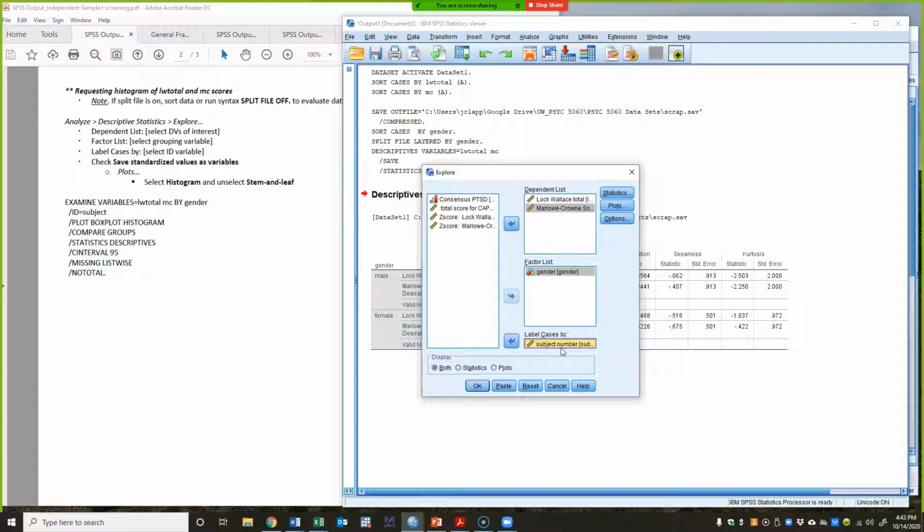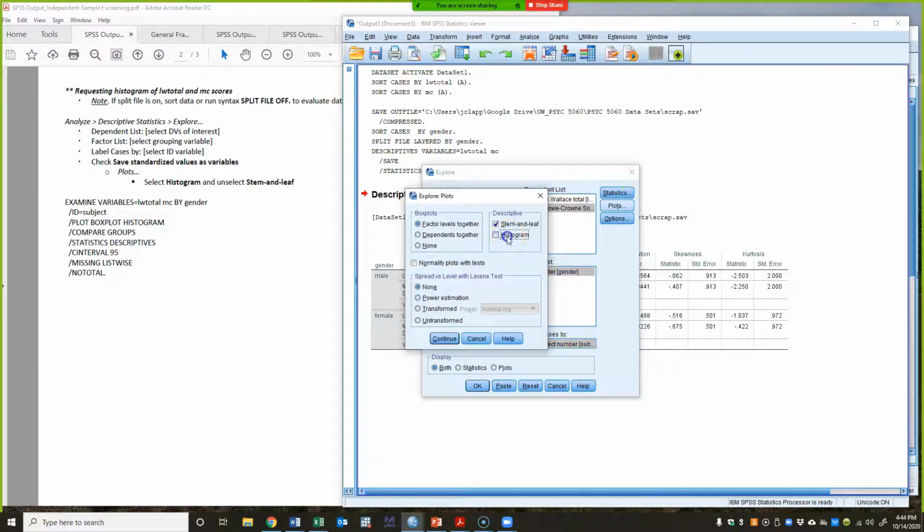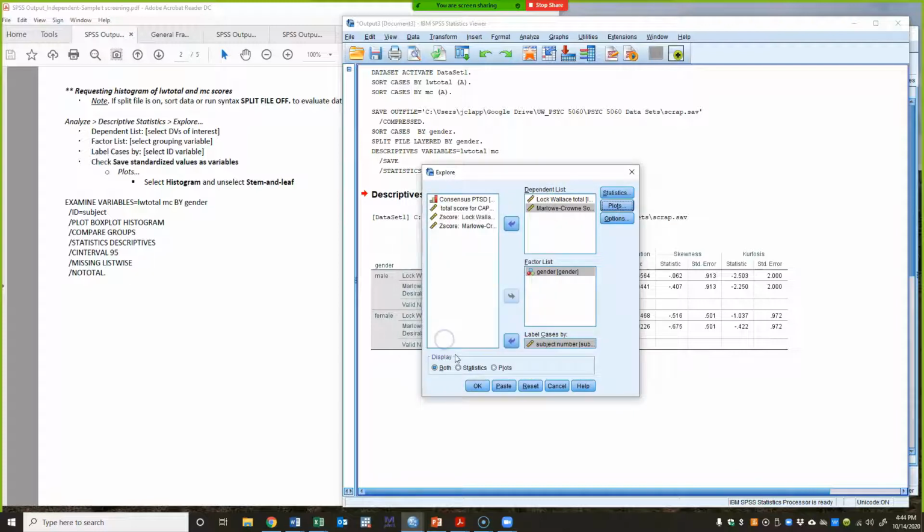And that gets to be, I mean, it's fine. You can track it down and figure out who's who. It's just easier to put in your participant ID or whatever down in this Label Cases by. It'll save you some time. Okay. So then I'm going to go to Plots, and I'm going to request histogram. I'm going to turn off stem and leaf. Okay. And hit continue. And yeah, we don't need to do anything there. Okay. So then I'm going to hit paste.